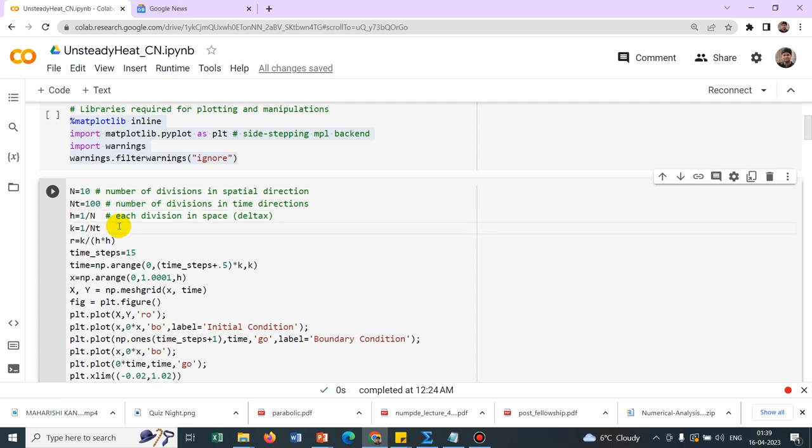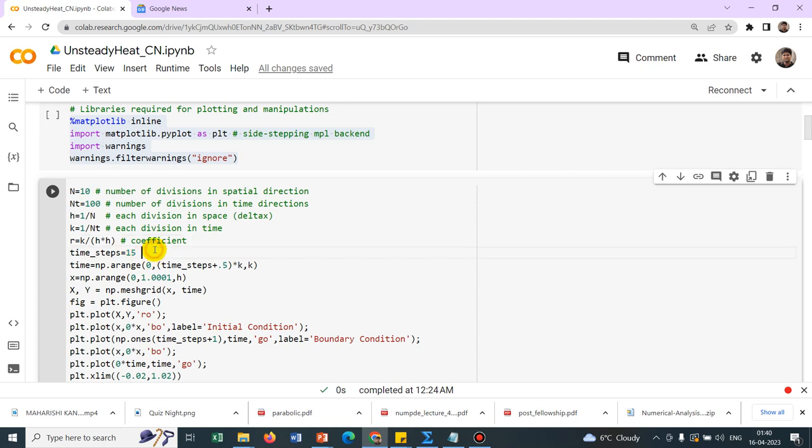Similarly, k would be 1 by nt. So it would be each division in time. So I hope this commenting will help to understand. And this is r, that is the coefficient, which is equal to k by h square.